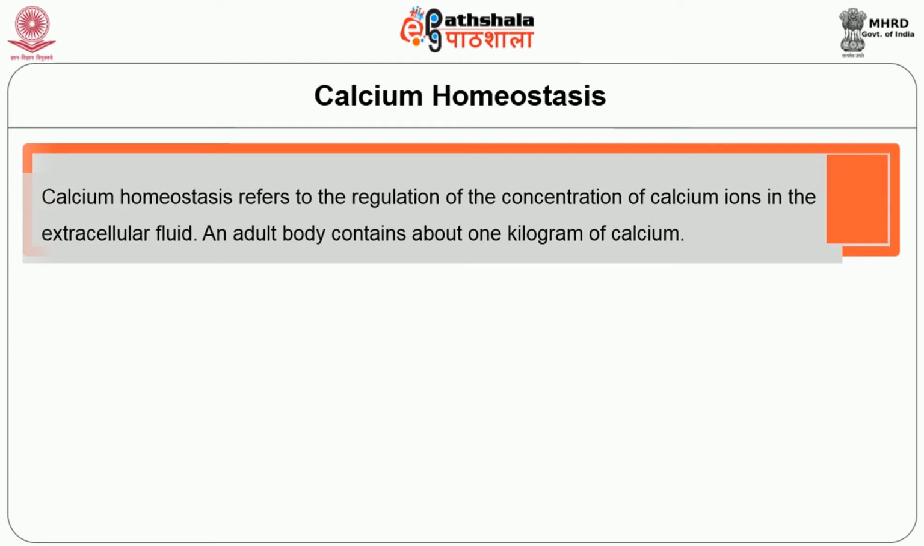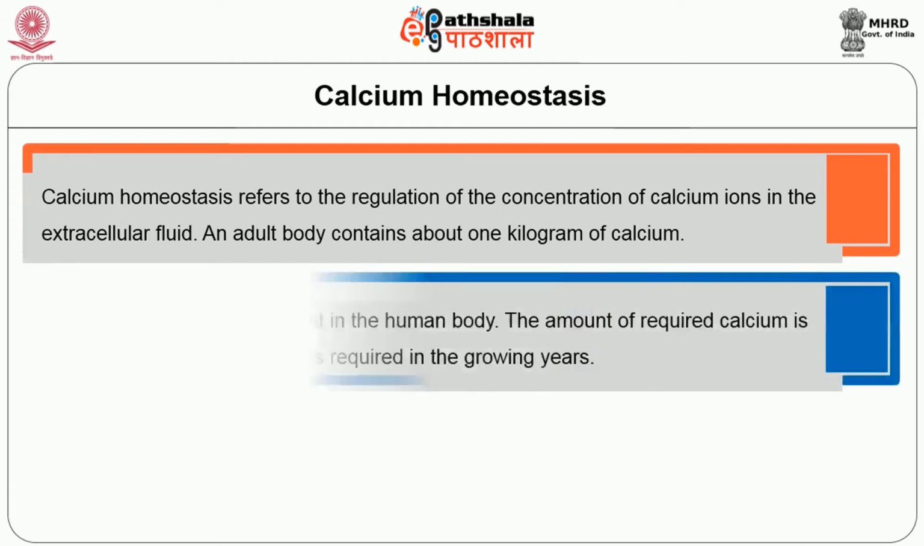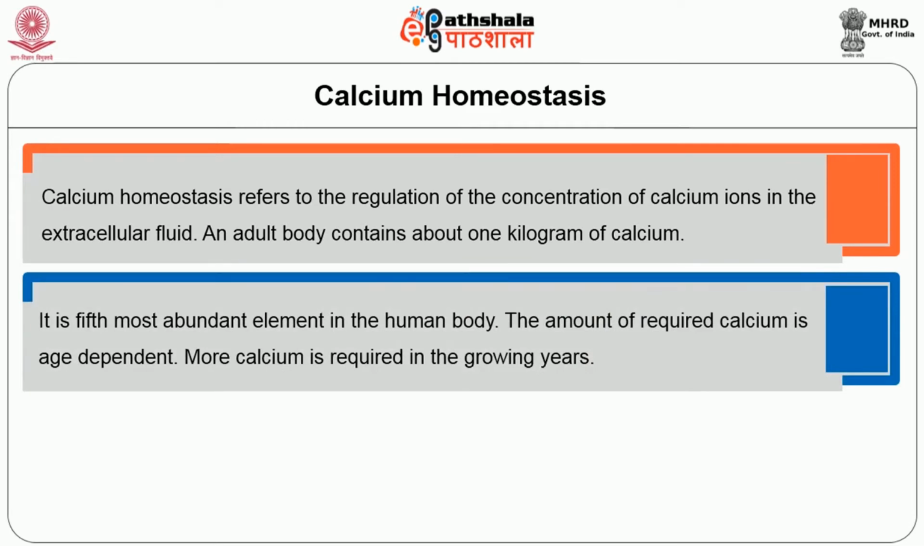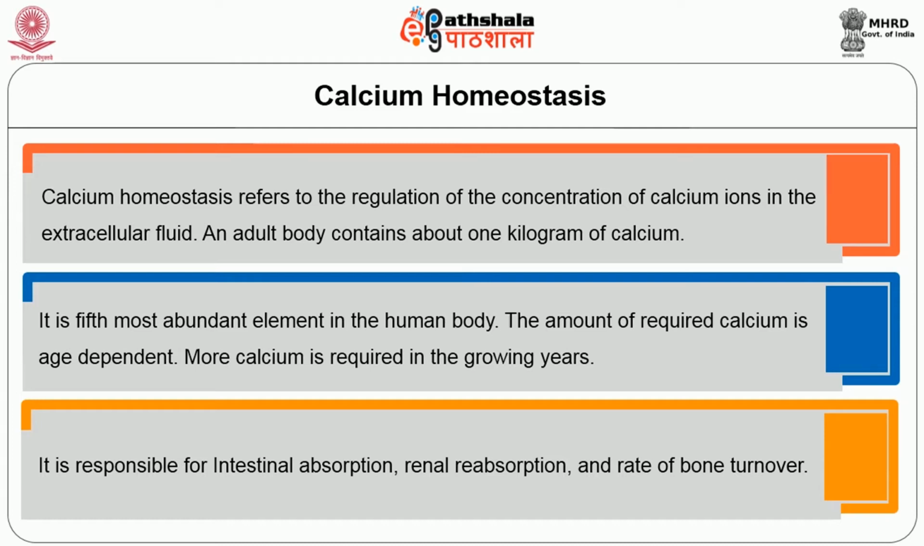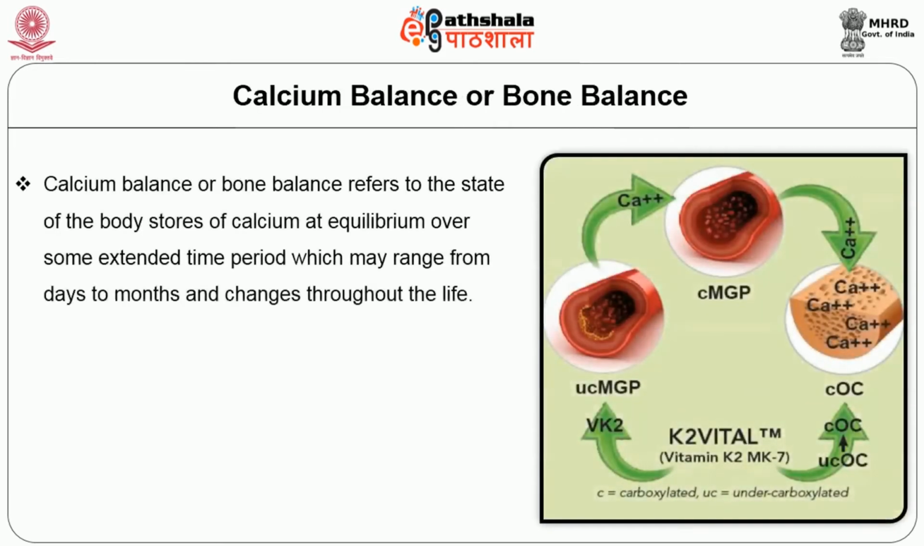Calcium homeostasis. Calcium homeostasis refers to the regulation of the concentration of calcium ions in the extracellular fluid. An adult body contains about 1 kilogram of calcium. It is the fifth most abundant element in the human body. The amount of required calcium is age dependent. More calcium is required in growing years. It is responsible for intestinal absorption, renal reabsorption and the rate of bone turnover. For each and every age group, you need the respective amount of calcium, which is specified in the recommended dietary allowances.